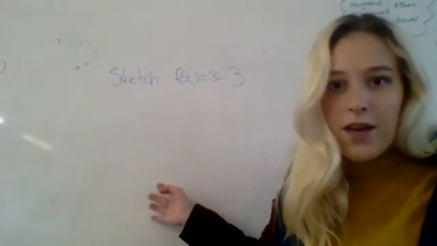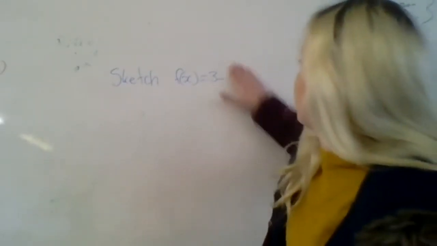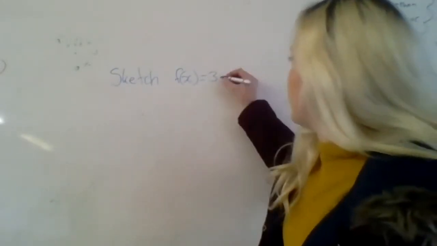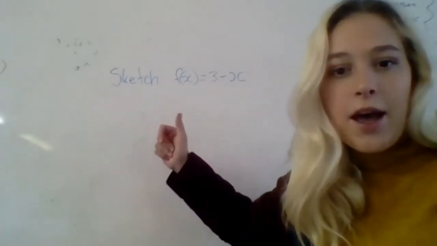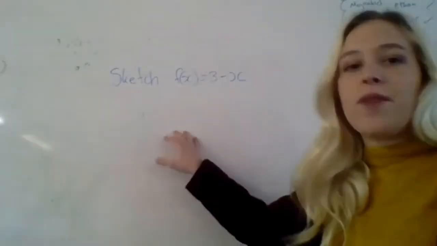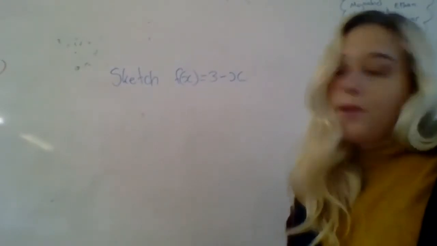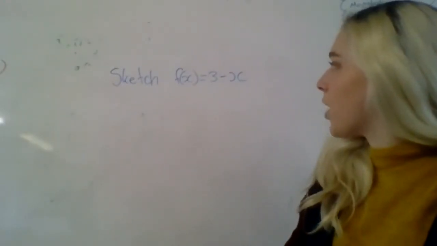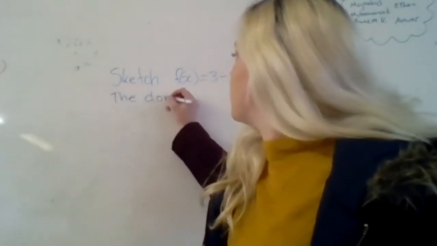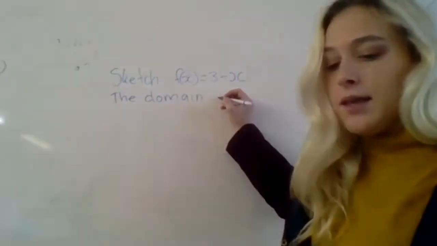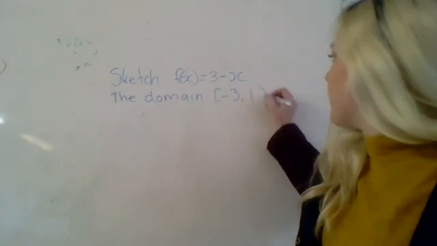We're going to sketch this graph. F of x equals 3 minus x. Okay, remember when we say f of x, we're just saying y, right? So that's short. They want us to draw the sketch of this graph, but the domain is between -3 and 1.